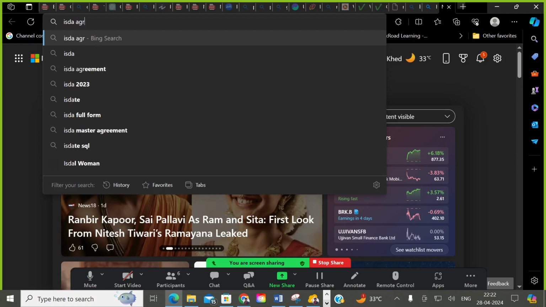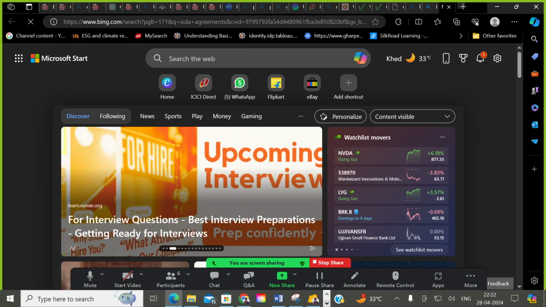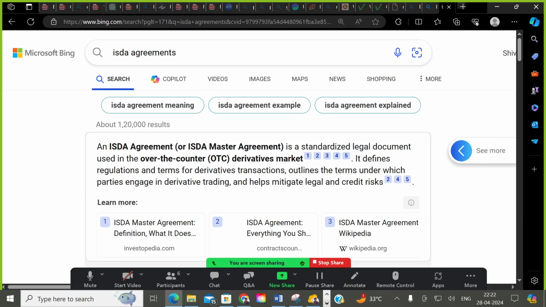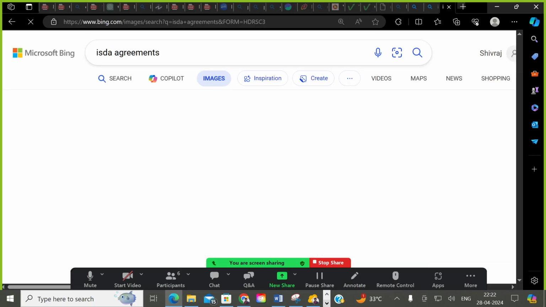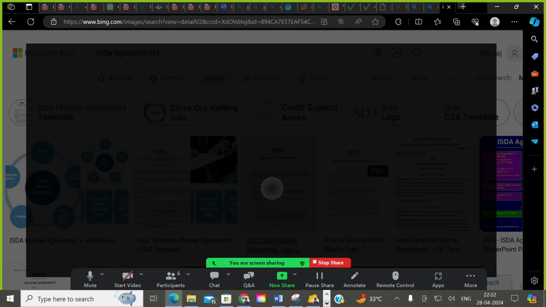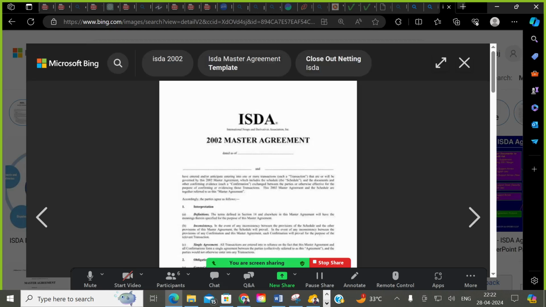ISDA agreements formats. This one is the master agreement, which provides terms, conditions, definitions, all that information. You can read it here.